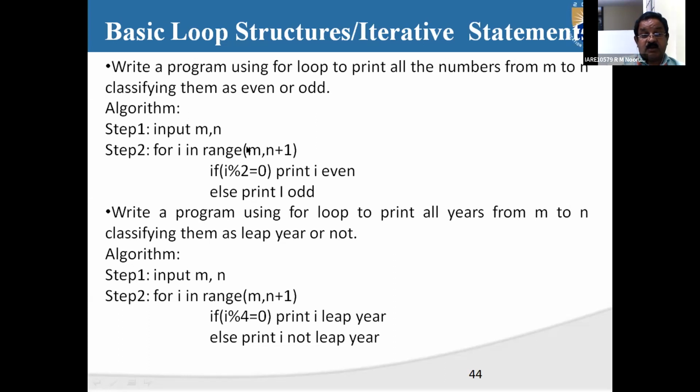So here the m value will be 20 and the n value will be 30. It will go up to 31. Now i is going to be initialized with m: i equals m. What is the value of initialization? i will be m. The same for loop you can also convert into a while statement.